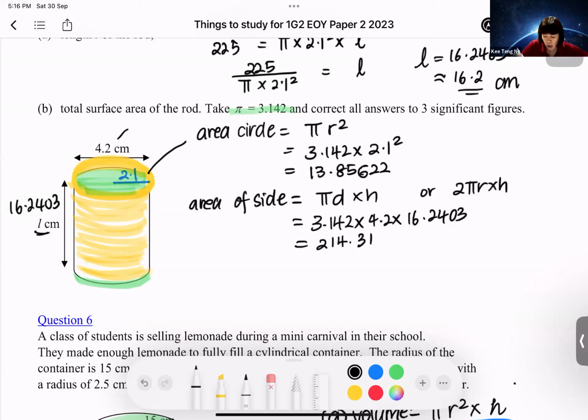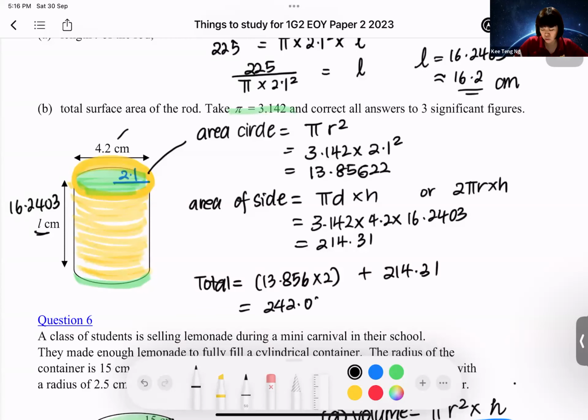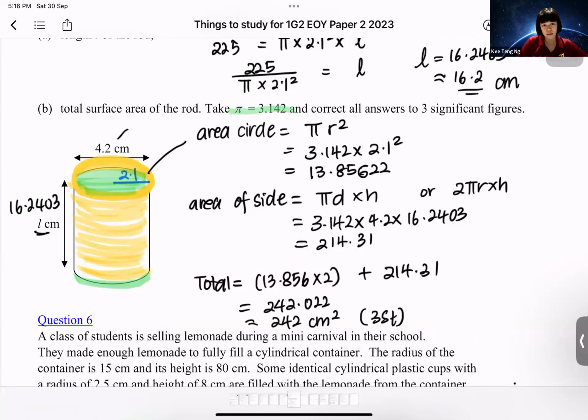Okay, so then I'm going to find my total. Remember, my total has top and bottom, right? So it's 13.856. I just copy 5 numbers, times 2, plus all the sides. And that gives me the area: 214.31 plus 13.856 times 2, which is 242.022, rounding it off to 242 cm squared for 3 significant figures. Have you gotten the answer?